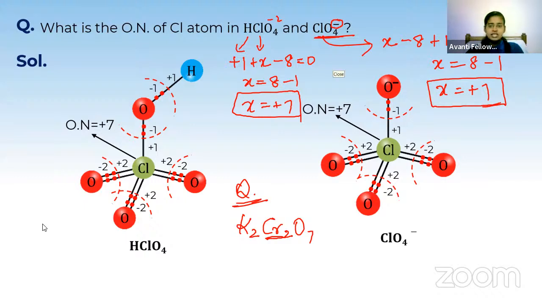What is the oxidation state of potassium? Potassium is a first group element, right? It belongs to group number 1. Potassium is an alkali metal, and for all alkali metals, the oxidation state is +1. That is what we have discussed in the rules, right? All alkali metals will take +1 charge.